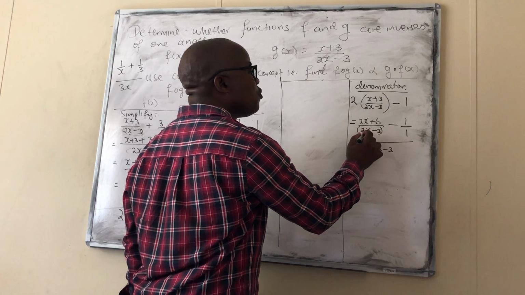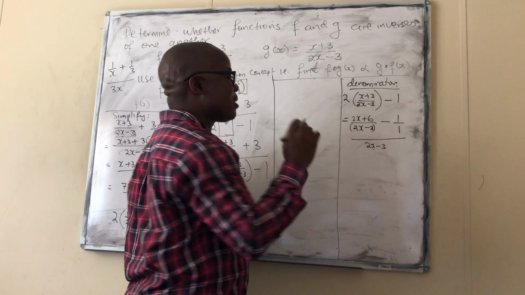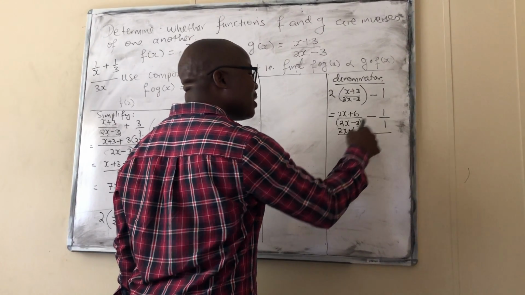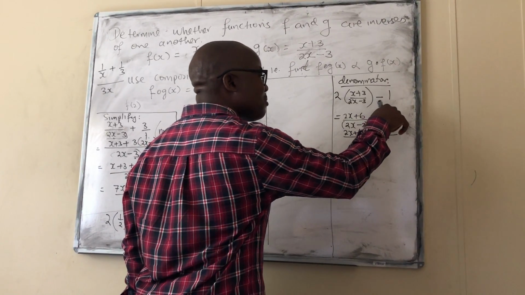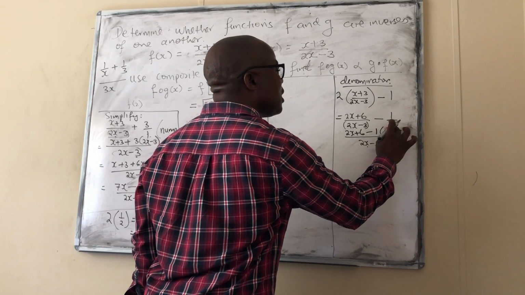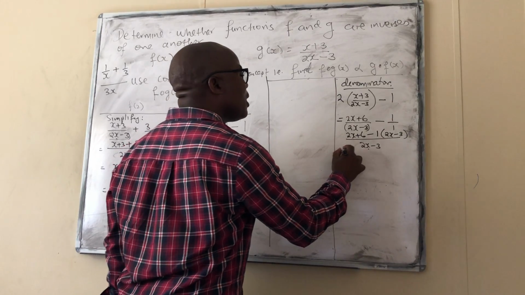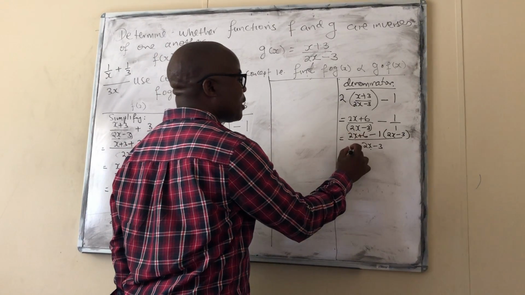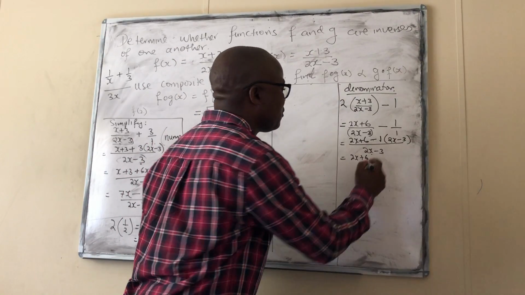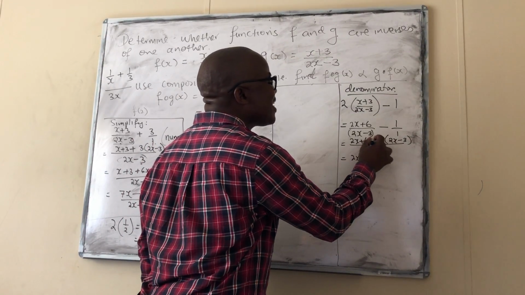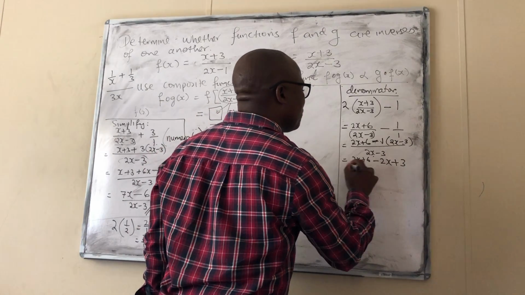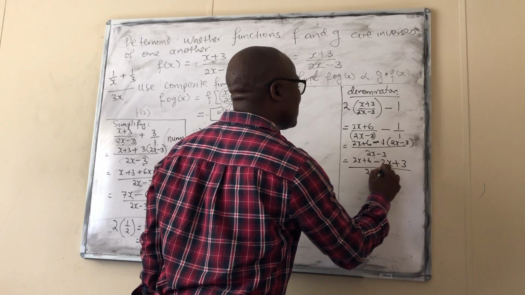Then you say 2x minus 3 into this, it goes once. 1 times this is 2x plus 6. And then this is minus 1 into this, it goes this times this. So it is minus 1 times 2x minus 3. You put it in brackets. Now, let's remove the brackets. 2x plus 6 minus 1 times 2x. Negative times positive, it's minus 2x. Negative 1 times negative 3. Negative times negative is positive, all over 2x minus 3.